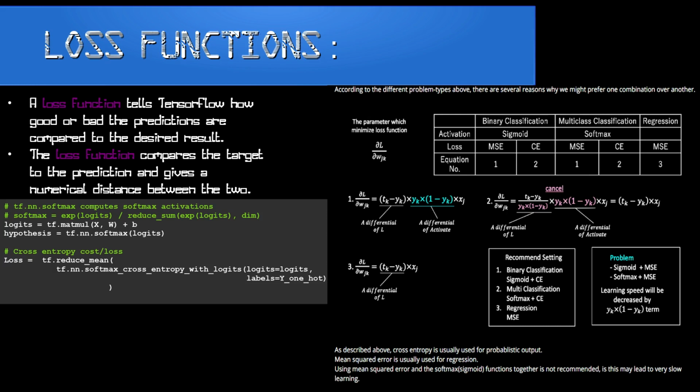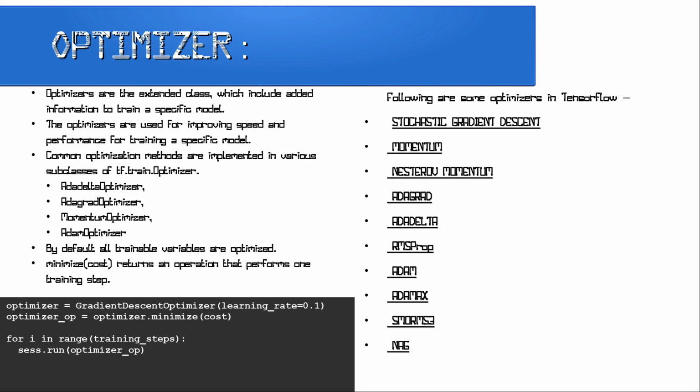As described above, cross entropy is usually used for probabilistic output. Mean squared error is usually used for regression. Using mean squared error and the softmax sigmoid function together is not recommended, as this may lead to very slow learning. Optimizers. The optimizers are used for improving speed and performance for training a specific model.